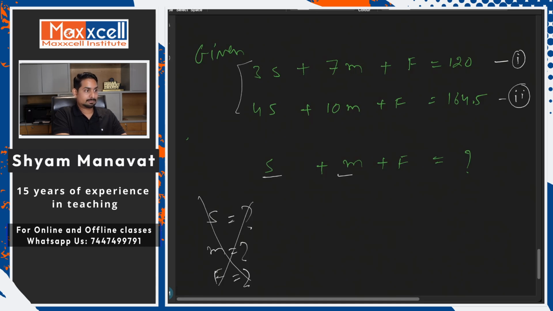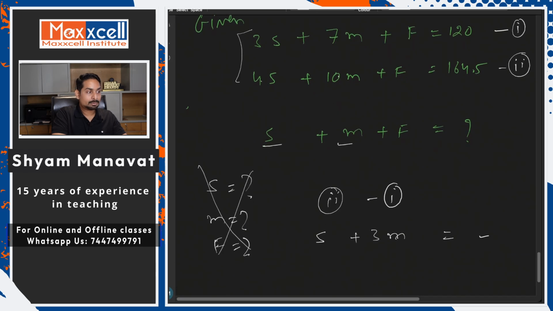As of now, let me call these equation number 1 and 2. If we subtract these two, second minus first, 4S minus 3S will be 1S, 10M minus 7M will be 3M, and F and F will cancel, and we will get some number here. That's how you will get the cost of 1 sandwich with 3 smoothies. But is that the question? No, that's not the question.